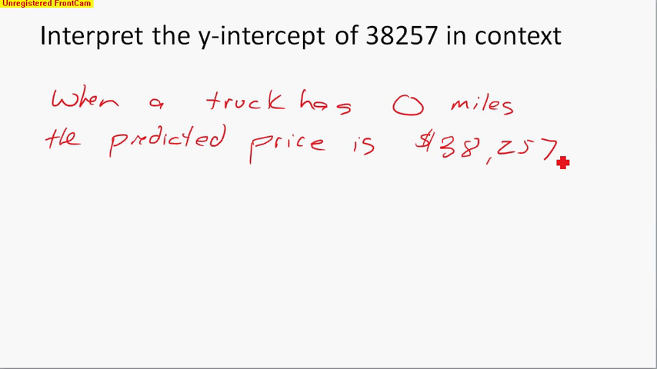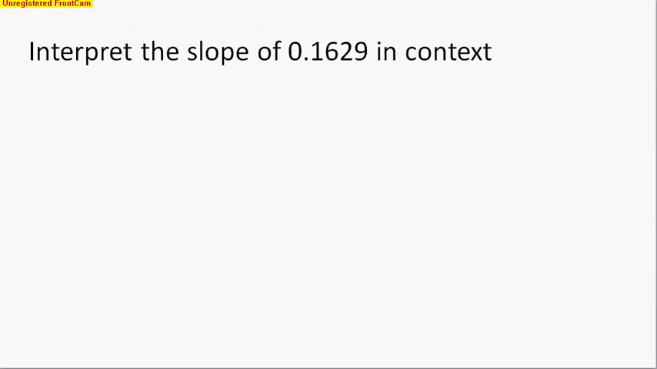However, this could be extrapolation, again, because I'm trying to make a prediction on 0 miles. None of the trucks I looked at were quite that low. So again, this could be extrapolation. It doesn't mean that this is wrong. I just have to kind of consider that. But it also kind of does make sense that a brand new truck would have 0 miles. So a brand new truck would cost somewhere around $38,000 predicted. Okay, so that's really how simple it is to interpret a y-intercept. Just make sure you do it in context.